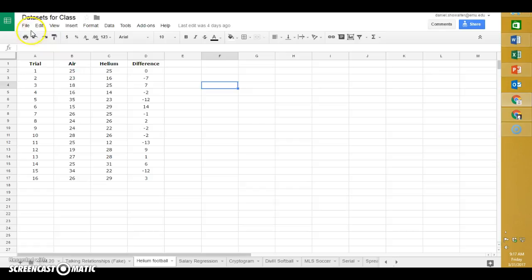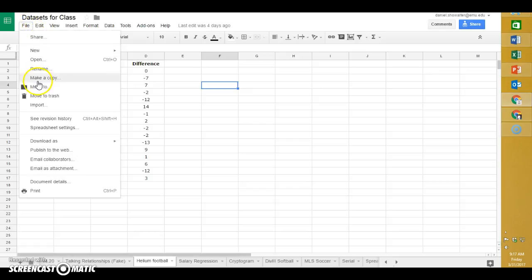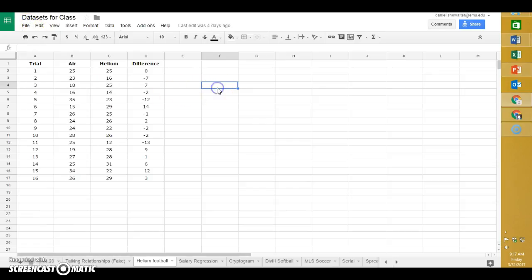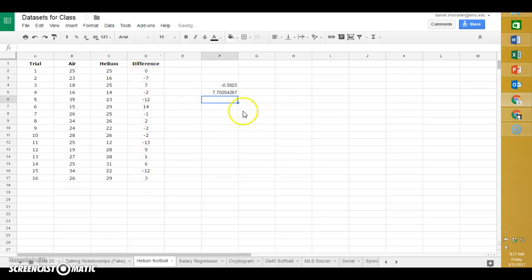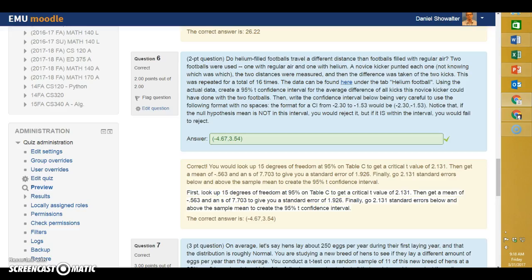By the way, if you're doing this, you would want to go to File, make a copy so that you could edit your spreadsheet. We need to get the average of these 16 data points, and we need to get the standard deviation of these same 16 data points. So this would be our x bar, and this would be our lowercase s, our sample standard deviation.